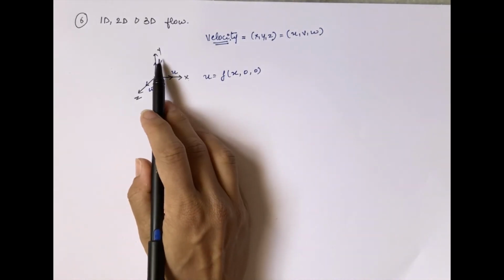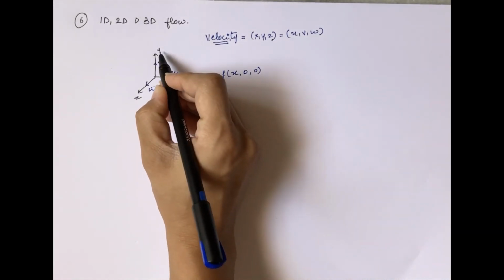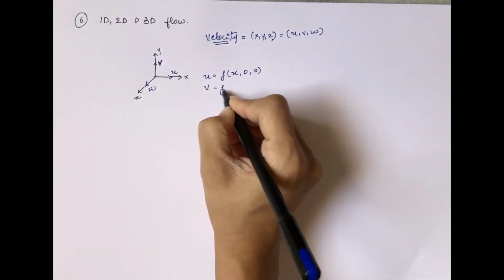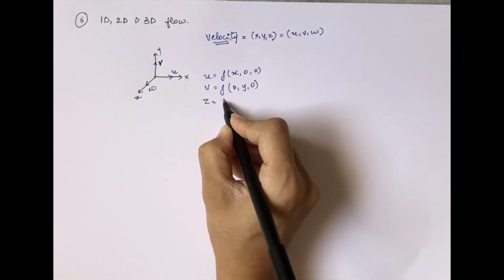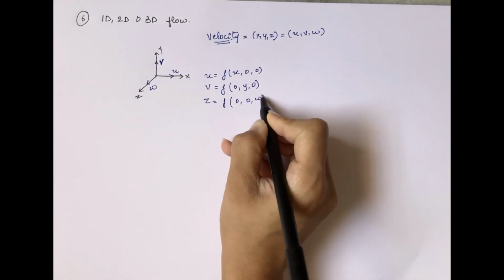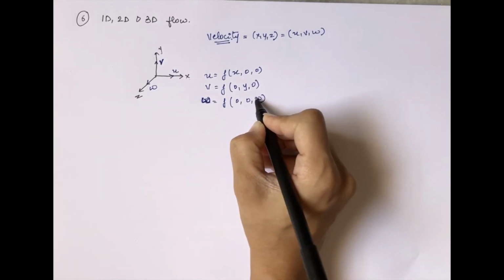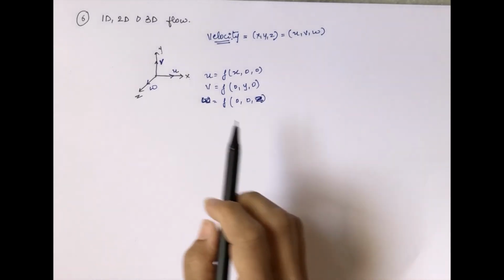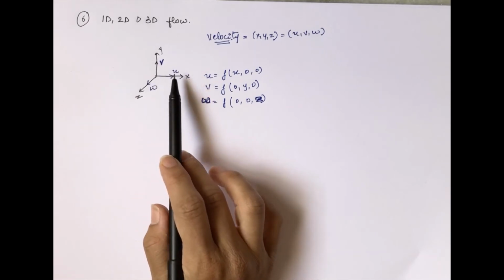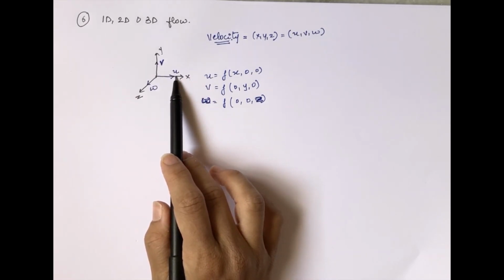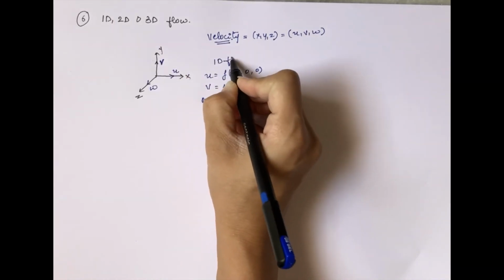Similarly, if the flow is taking place in y direction only, then the component of the velocity v will be a function of y. So here v is a function of (0, y, 0). Similarly, w is a function of (0, 0, z). Similarly, if the flow is taking place in two directions, suppose x and y, the component of the velocity u will be a function of both directions x and y. So these are the cases of 1D flow.